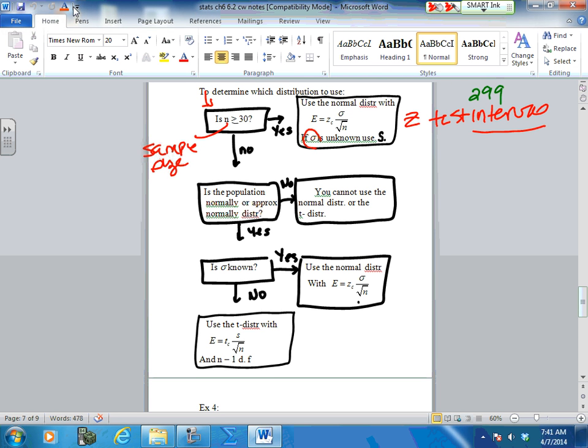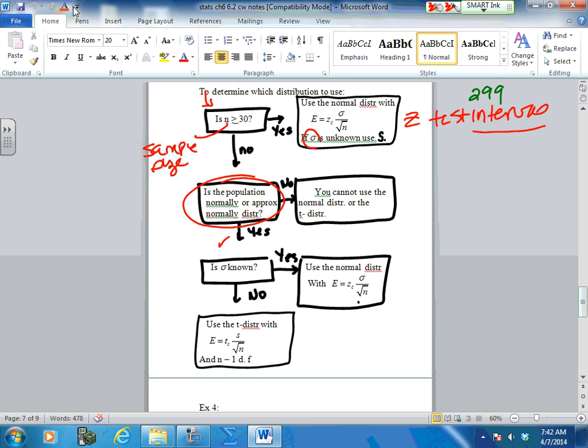If the answer is no, that it's not greater than or equal to this, then we test. Did they tell us that our population is normally distributed? If they said that it is, we can go on. If it is not, or they neglected to tell us, we have to stop. That means it's not going to approximate a normal distribution. So you can't go any further. If we get down here, yes, it was approximately a normal distribution.